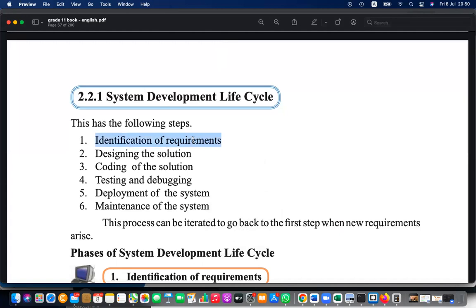Can you name a few more? What are the other methods other than direct observation? Direct observation is one method of acquiring information and identifying requirements. Anything else? Let's say you are given a task to develop a library system. You go to the library and see using your eyes. You just watch. So what else will you do?